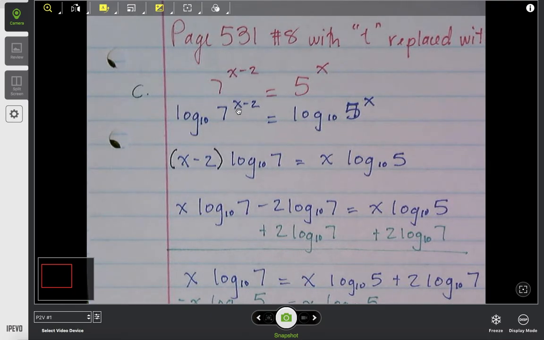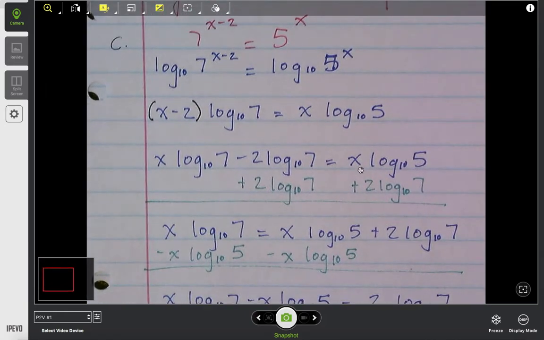So once I have that x minus 2 is being multiplied by log of 7, and that equals x times log of 5, now I've got to go about isolating these x's somehow. So I've decided to use the distributive property, and I've shared this x minus 2 with this expression, and that's how I've got this outcome here. I didn't do anything on the right side. Now I'm collecting terms.